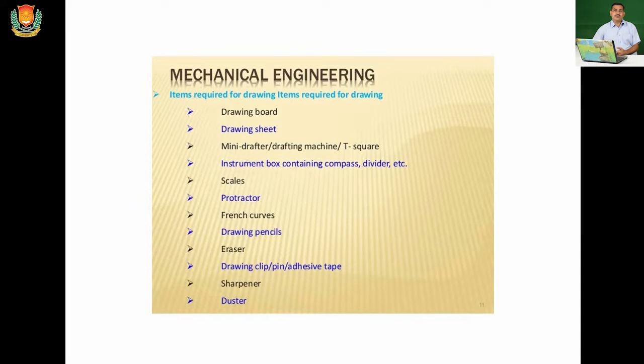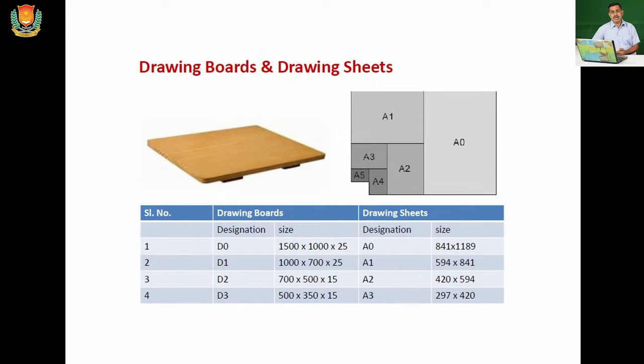So we will discuss the introduction of engineering drawing. For manual drawing, there are several instruments used in engineering drawing, like drawing board, drawing sheet, T-square, mini drafter, instrumentation boards, scales, protractor, drawing pencils, eraser, sharpener, duster and drawing clips. These are the instruments used for drawing in engineering drawing and design.